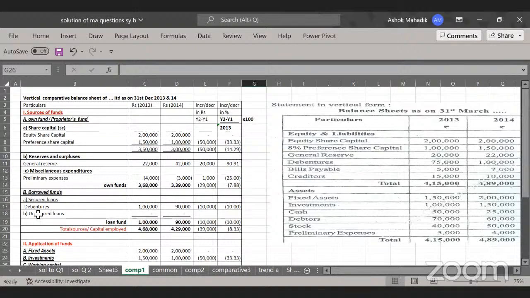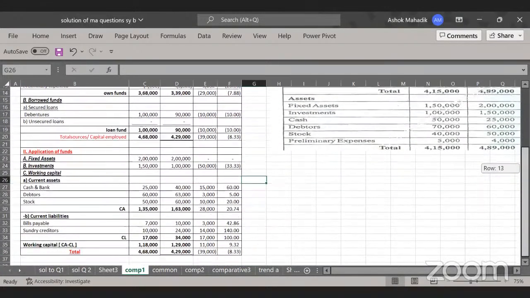Then we have borrowed fund. Under borrowed fund, we take debentures, bank loan, etc. On the liability side, you can see only debenture is given. So I have written under secured loan, debenture. Clear students? So now we'll add own fund plus loan fund. We'll get total sources or capital employed. We'll put in figures of 2013 as well as 2014.